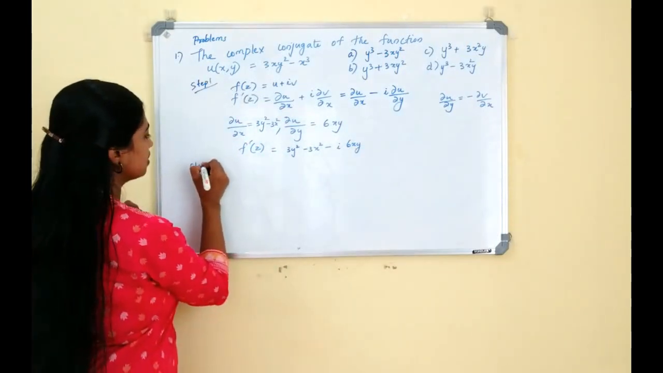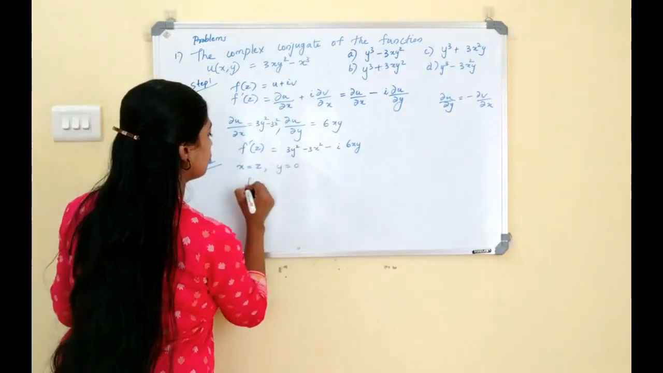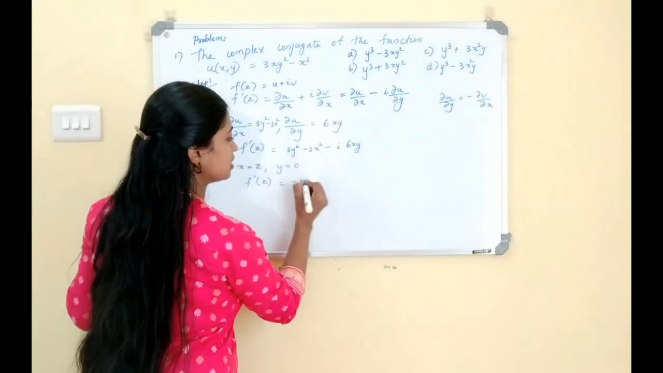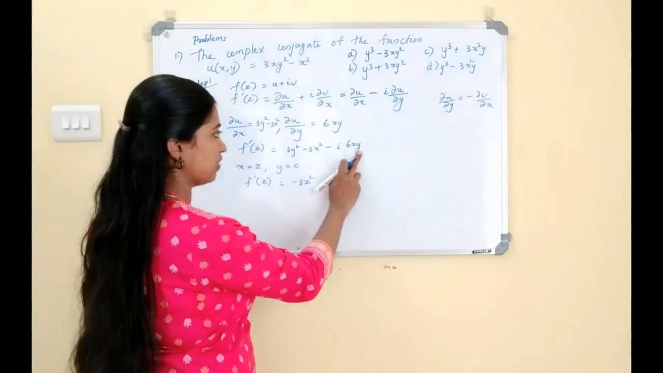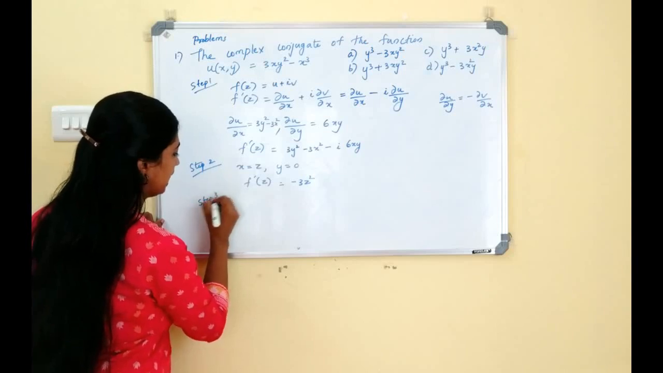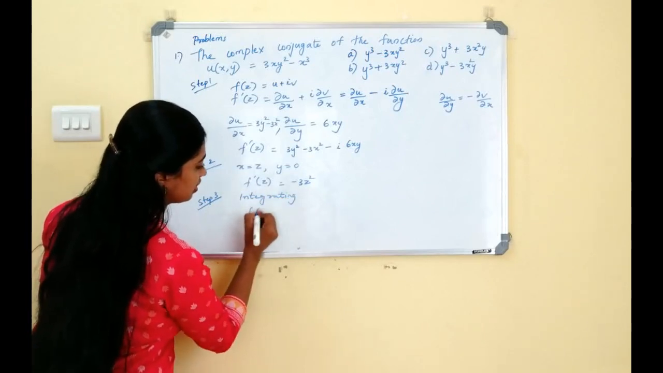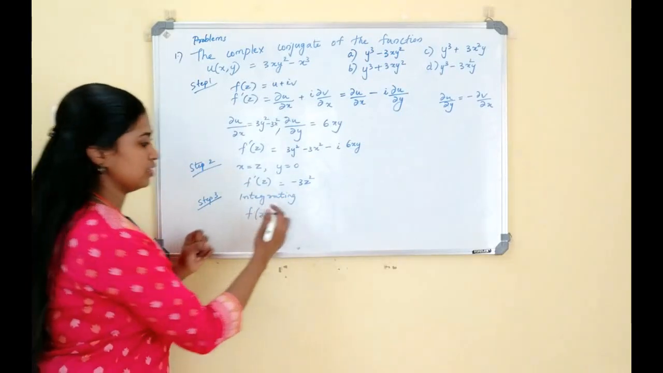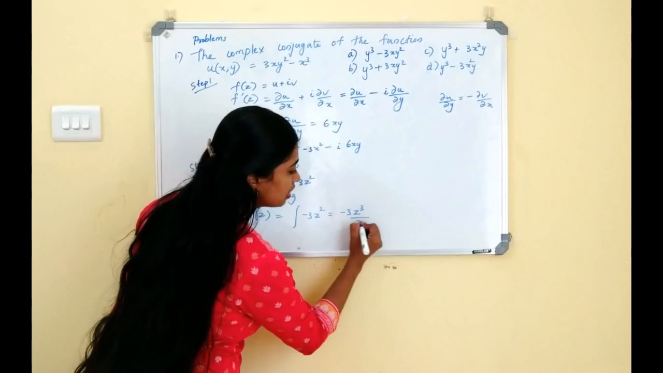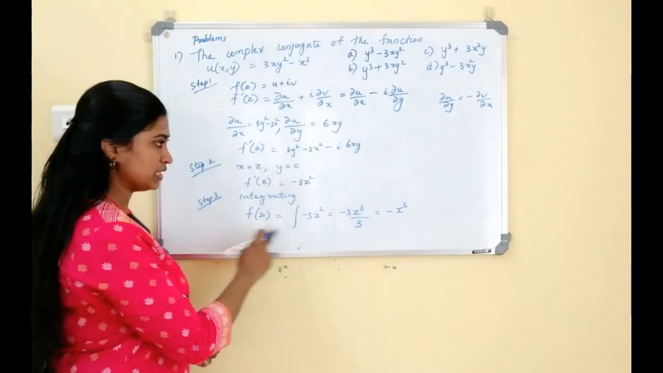The second step is replace x by z and y by 0. So we get f dash of z is equal to, y is 0, so this term is 0, minus 3z square, minus this term is also 0 since y is 0. So this is the f dash of z. Next step is integrate. So we will get integration of f dash of z, f of z is equal to integral of minus 3z square, which is equal to minus 3 z cube by 3, or equal to minus z cube. So f of z is minus z cube.